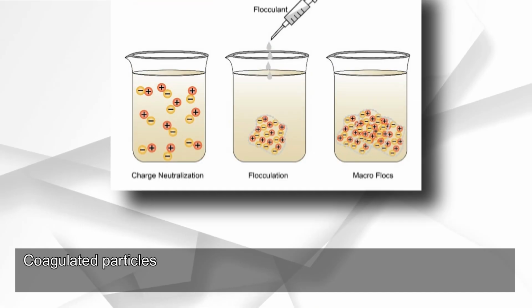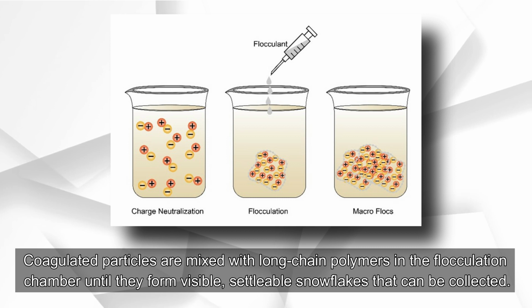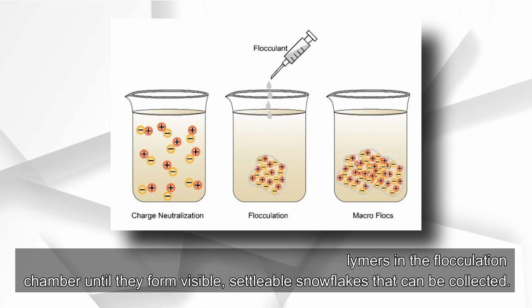Flocculation. Coagulated particles are mixed with long-chain polymers in the flocculation chamber until they form visible, settleable snowflakes that can be collected.